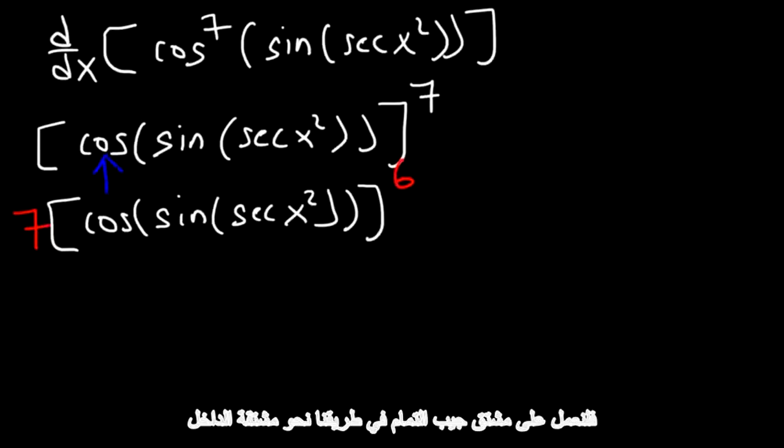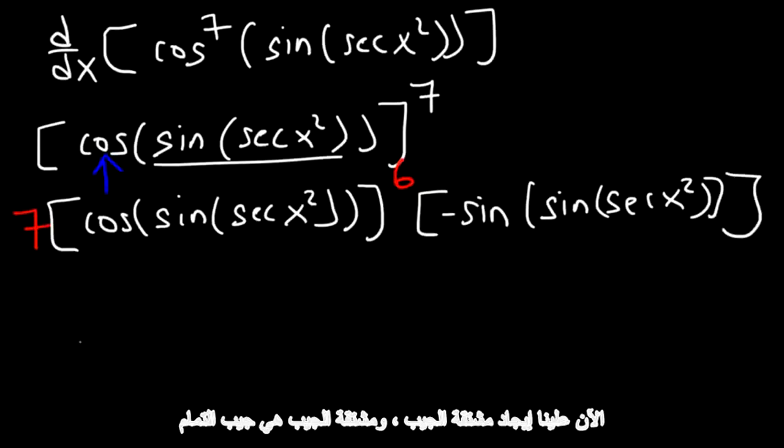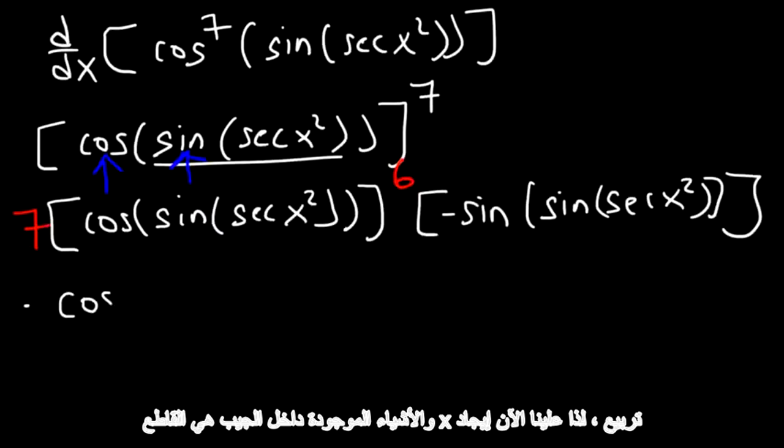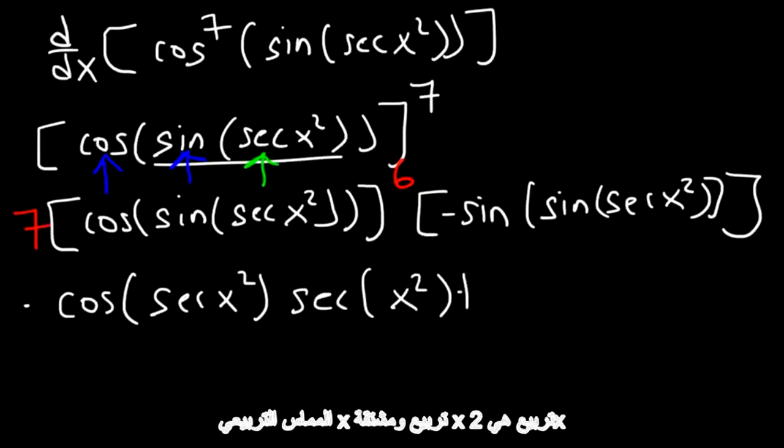Now let's find the derivative of cosine. Let's work our way towards the inside. The derivative of cosine is negative sine. And the stuff inside of that is sine secant x squared. So now we got to find the derivative of sine. The derivative of sine is cosine, and the stuff inside of sine is secant x squared. So now we got to find the derivative of secant. So that's secant tangent. So it's going to be secant x squared tangent x squared. And the derivative of x squared is 2x.